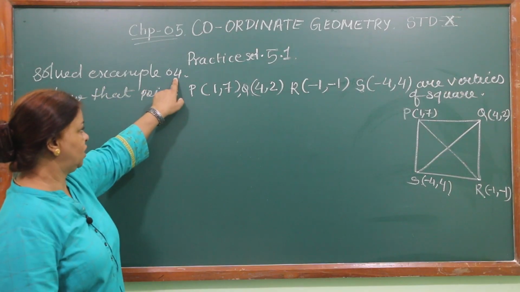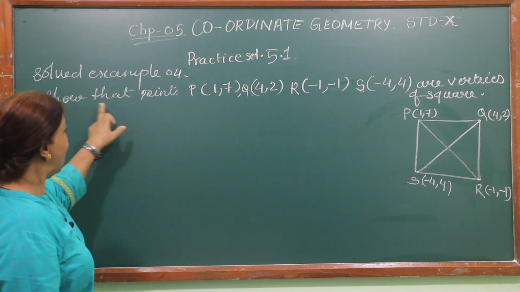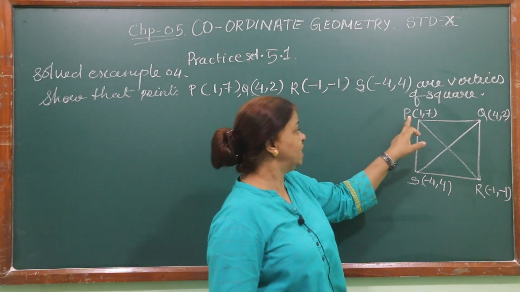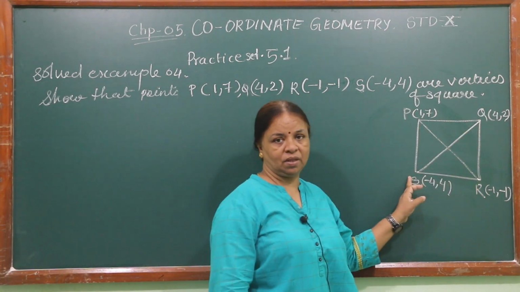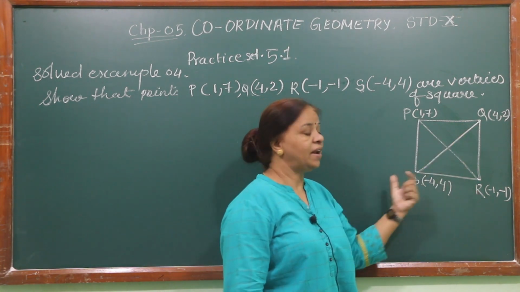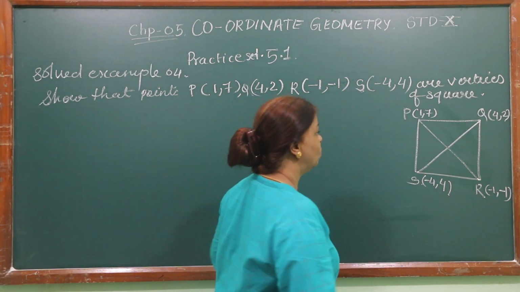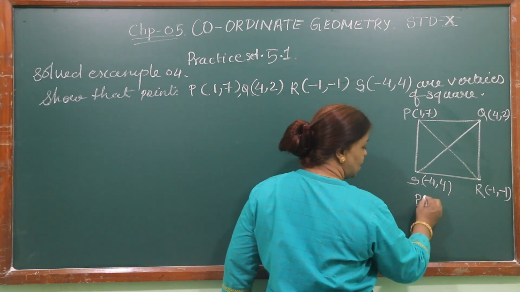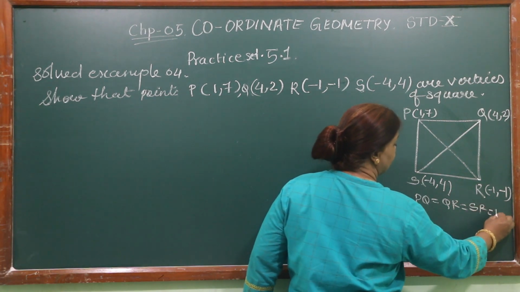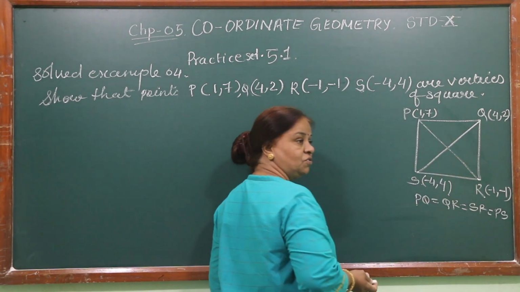Solved example 4 of exercise 5.1. What does the sum say, children? We have to show that points P, Q, R, S are the vertices of a square. The characteristic of a square is that all the sides are equal. That means PQ equal to QR equal to SR equal to PS. If all these sides are equal, then we can say these are the sides of a square.